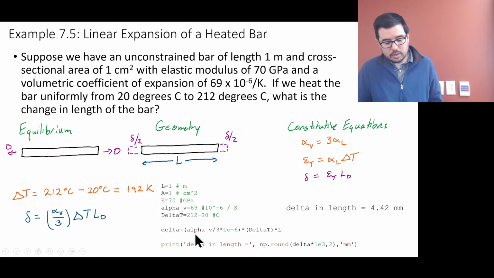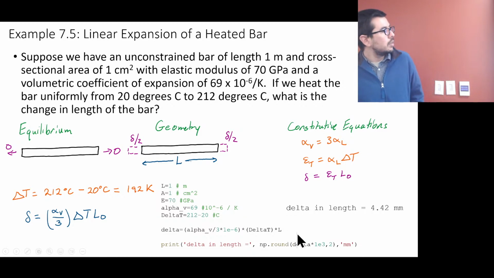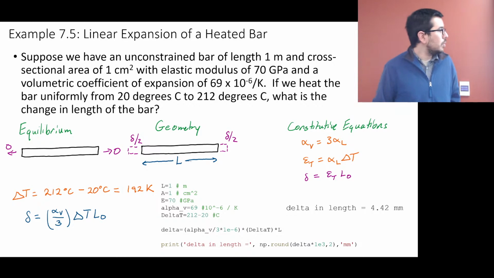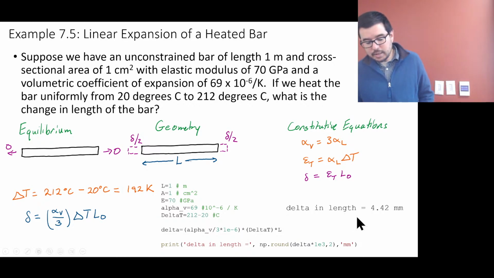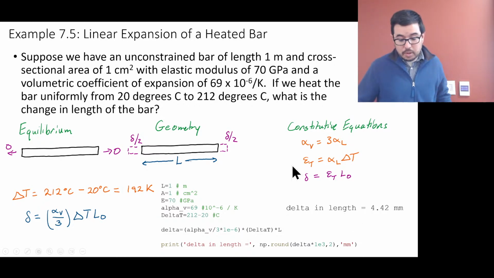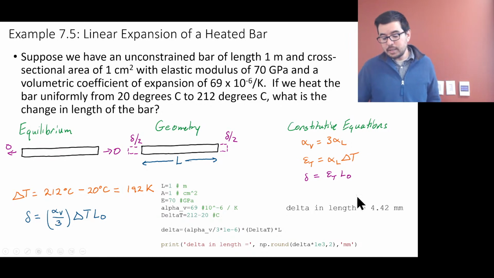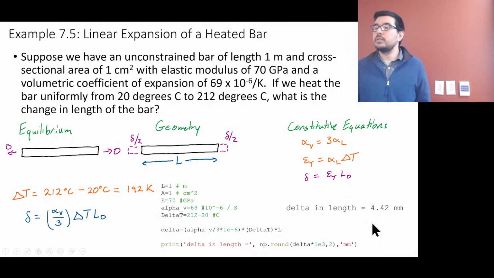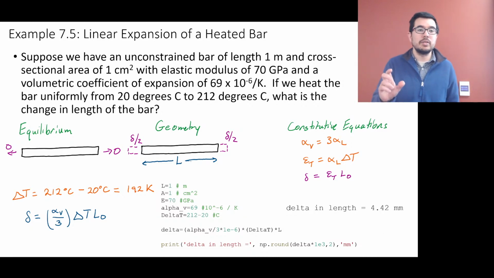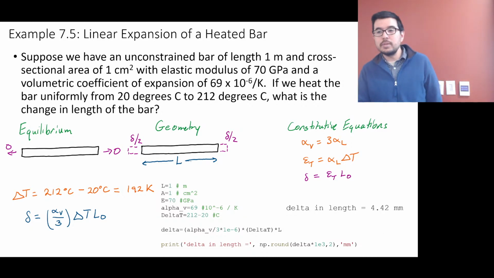So here, delta is a linear delta. It's just the volumetric delta divided by 3. And it's got these units of 10 to the minus 6, times the change in temperature, times the length. All right, so this is only 1 meter, and it actually changed by about 4 millimeters. So that's something that you might actually be able to measure and see. That's almost half a centimeter.